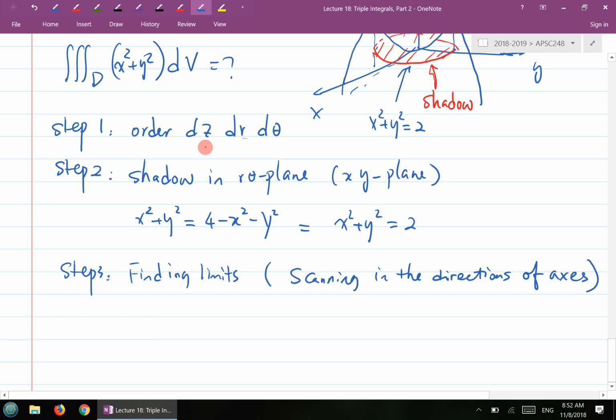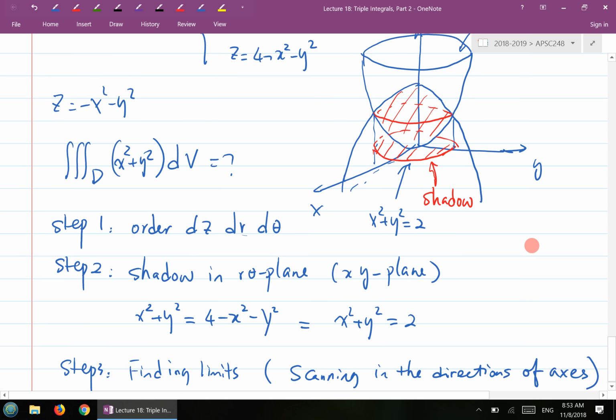Since I'm going z first, what we do is we pick a point inside the shadow, and then you draw an arrow line in the positive z-axis direction. That's how we scan. We're scanning in the z-axis direction first. Find the first contact point and the second contact point.